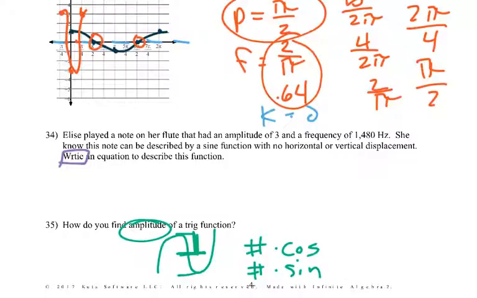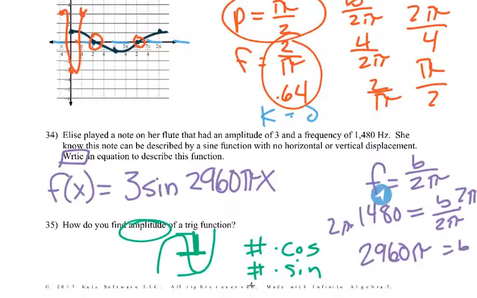Okay, so we know the amplitude is 3. We know it's the sine. So f of x equals 3 times the sine of b times x, or times theta. So that's what we need to figure out. So f equals b over 2 pi, put 1480 times by 2 pi, we get 2960 pi.